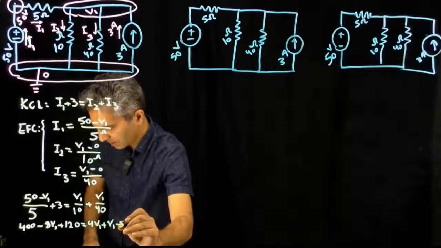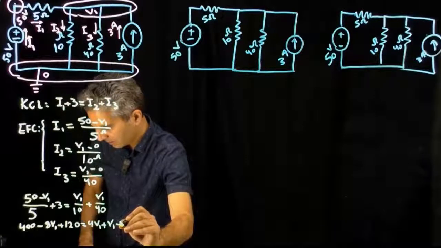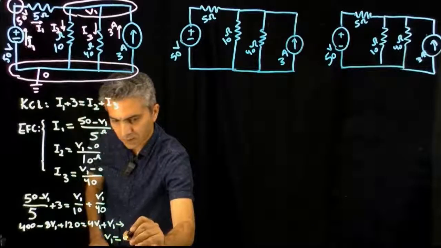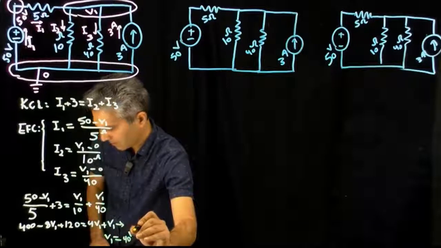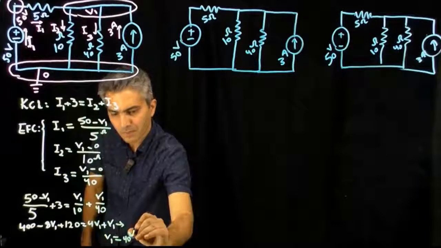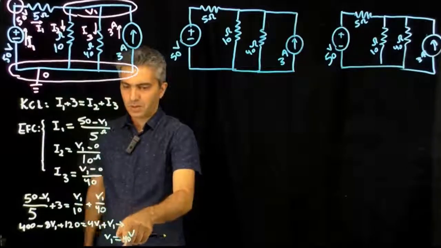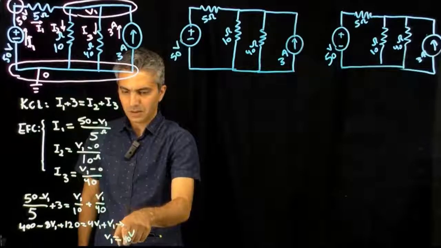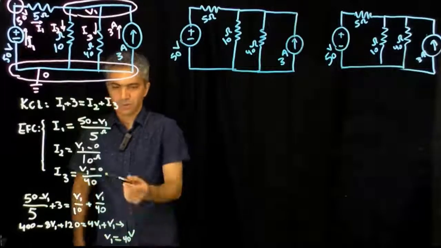I'm going to look up the answer quickly here, to make sure. So V1 ends up being 40 volts, if I'm not mistaken. Let's just check that. 40 times 13 does give you 520, which is the result of that.